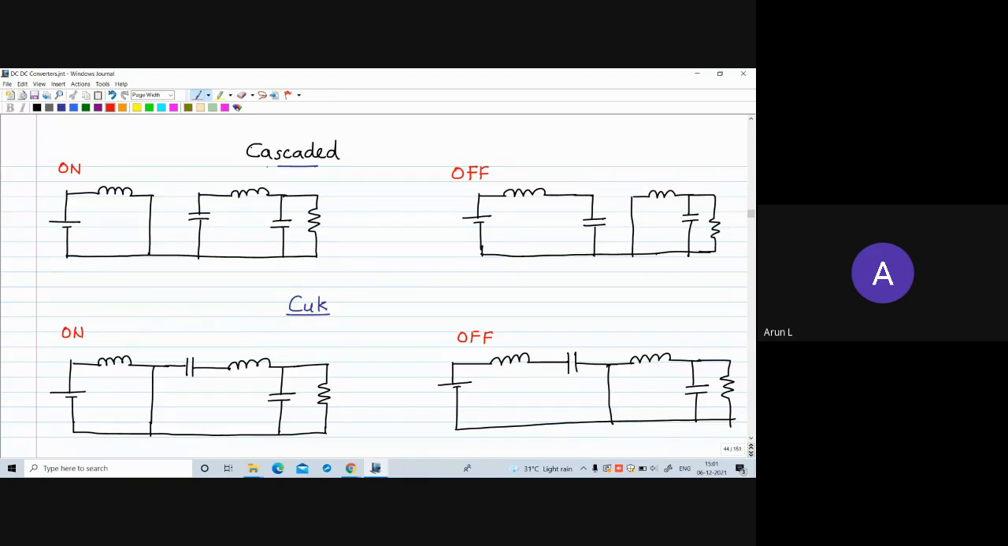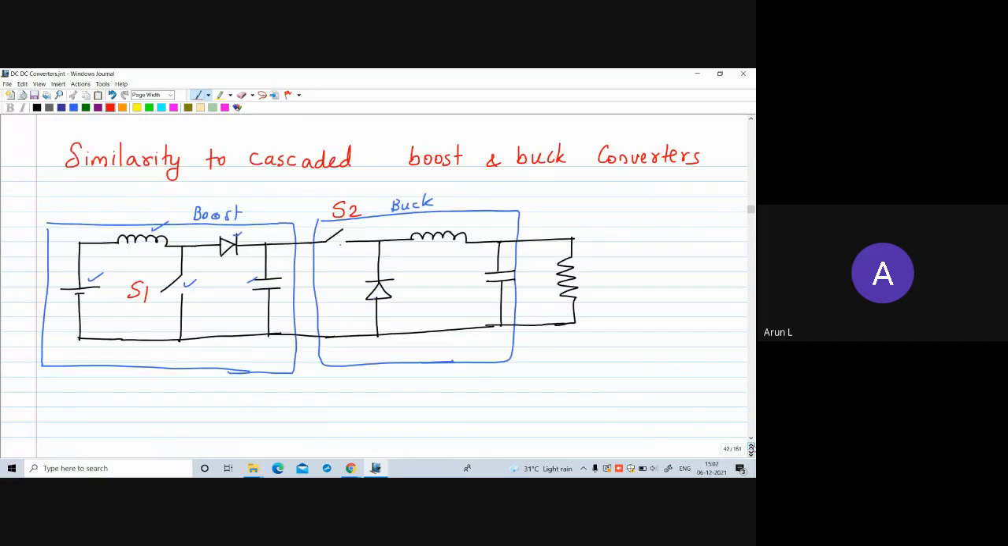So during the on condition, when S1 and S2 are on, if you draw the diagram of the cascaded combination, you will get the figure on the top left corner. This is the condition of this cascaded converter during switch on. That is, when this particular switch is on, this inductance terminal will be directly grounded, and when this is closed, at the same time these two diodes will be open.